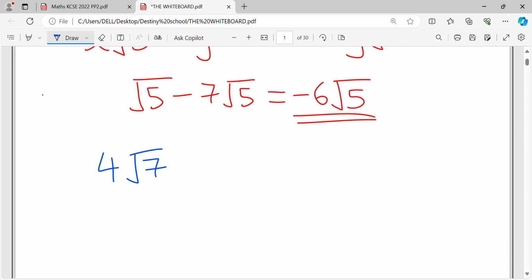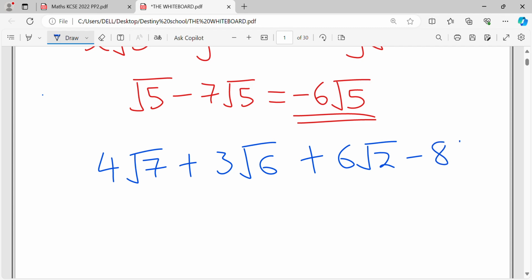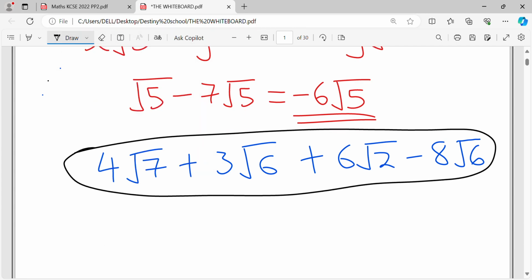What do I mean by that? For example, let's say we have something like this. 4 root 7 plus 3 root 6 plus 6 root 2 minus 8 root 6. Let's say you have something like this.